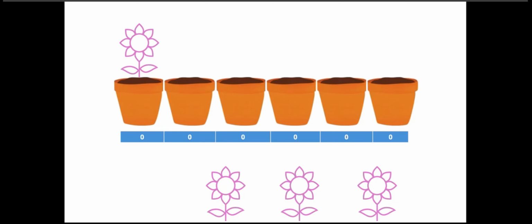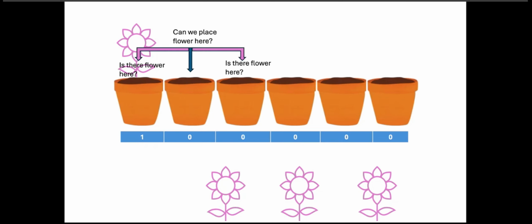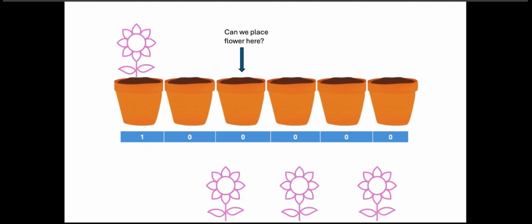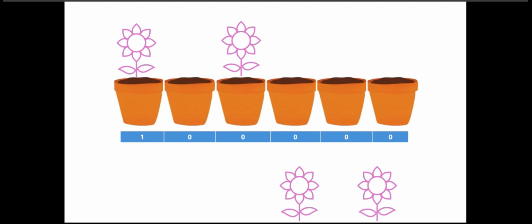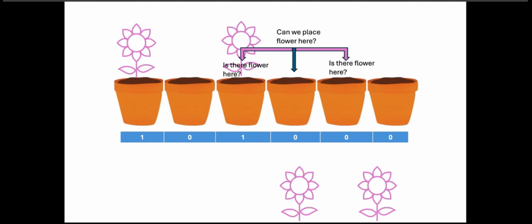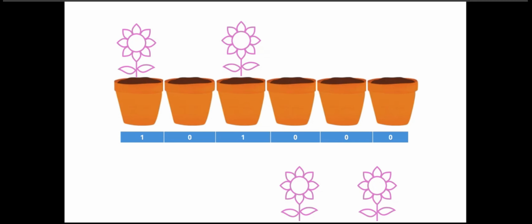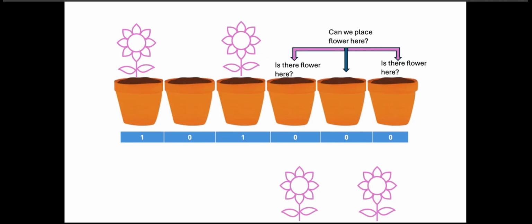For example, here there was no flower adjacent, so we were able to place it. Next, we check the next plot, but there is already a flower in the adjacent plot, so we cannot do that. Like this, we will check each plot and place the flower where it is possible. To check whether we are able to place the flower or not, we need to check the previous plot and the next plot.